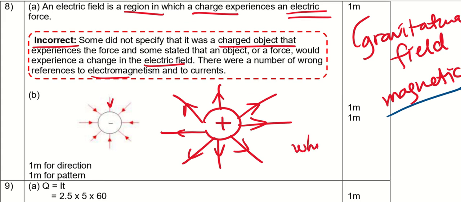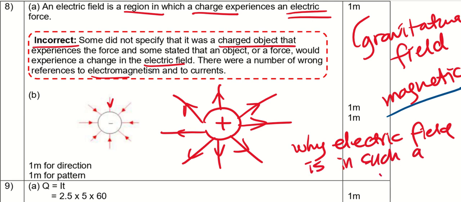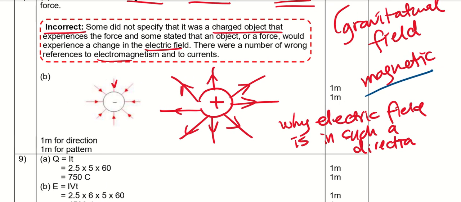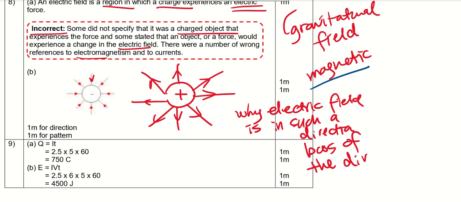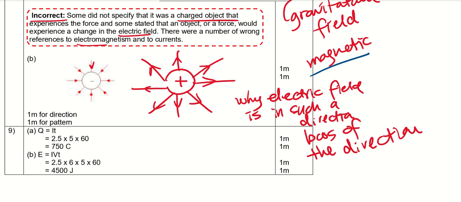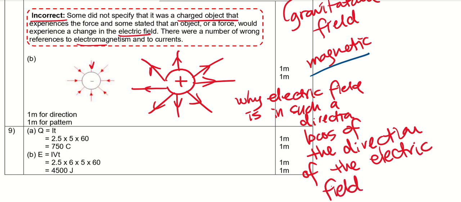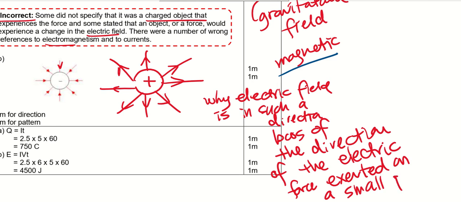They will ask you why the electric field is in such a direction. So why is it that for negative the arrows go in, for positive the arrows go out? Did I tell you the reason why? This one you need to write down: because of the direction of the electric force exerted on a small positive test charge.